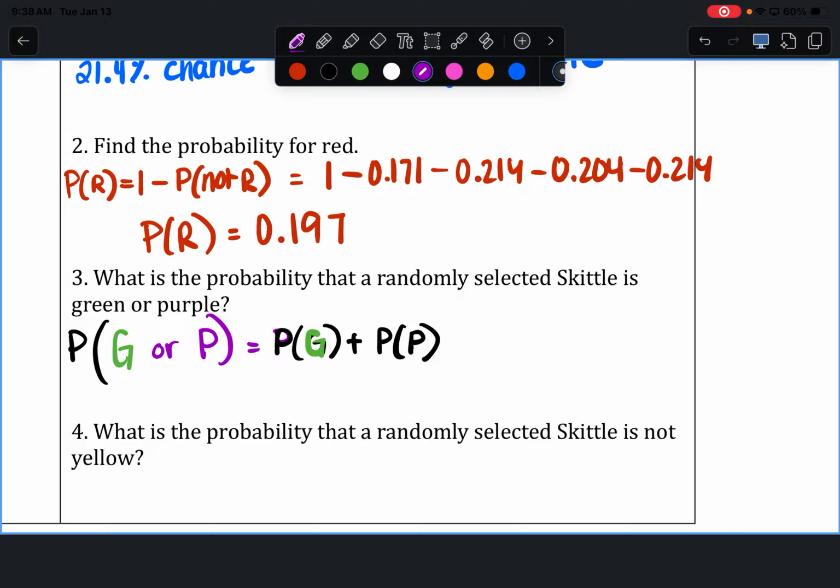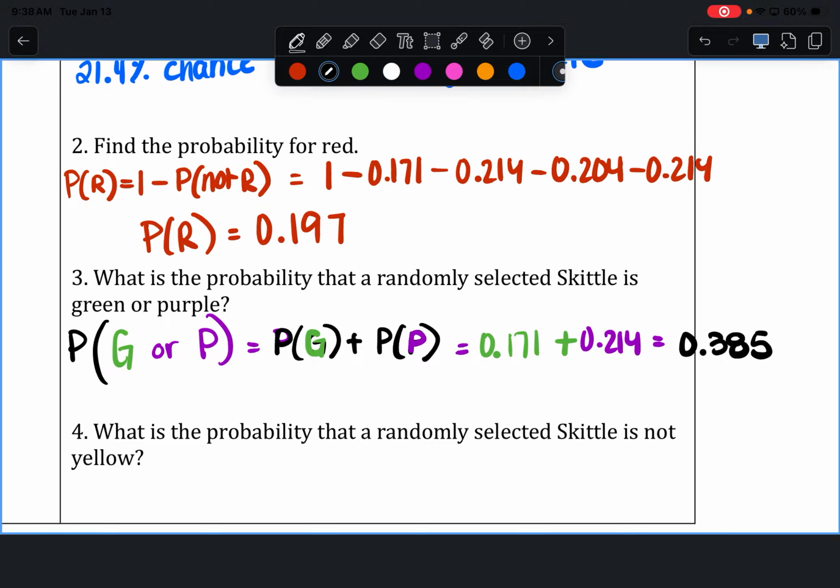Using that table up there, what is the probability of selecting green? 0.171, plus what's the probability of selecting purple? 0.2. So add those together. What do we get? 0.385. So that is the probability of selecting green or purple. You just combine it.